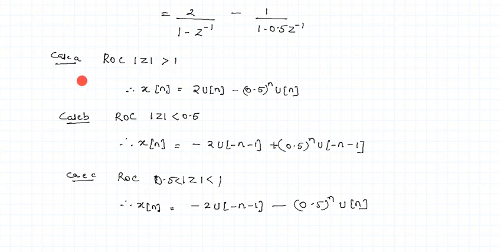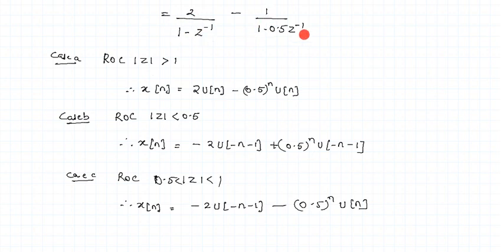So in the first case, if I take my ROC to be greater than 1, what is the pole here? The pole here is 1. What is the pole here? The pole here is 0.5. So what do I observe? The pole for the first function is 1 and ROC is greater than 1. It means that ROC does not contain this pole, or ROC is outside the circle with respect to this pole, and therefore this part of the equation for the given condition indicates that this is a right-handed signal.